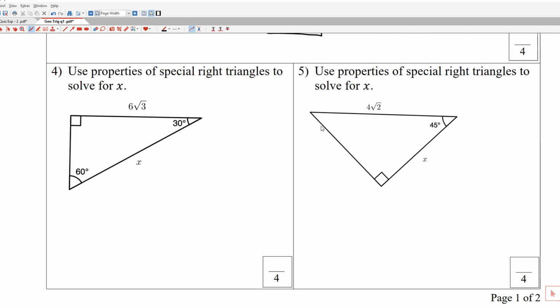Number 4. Yeah, special right triangles. 4, 5, 6, and 7. I have 4 of these problems. So the first thing that I notice is this is a 30, 60, 90 triangle. Why? Because those are the interior angles of our triangle.